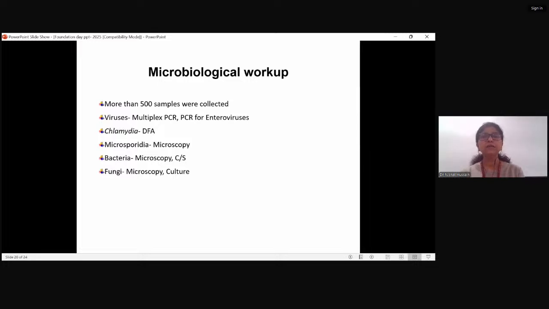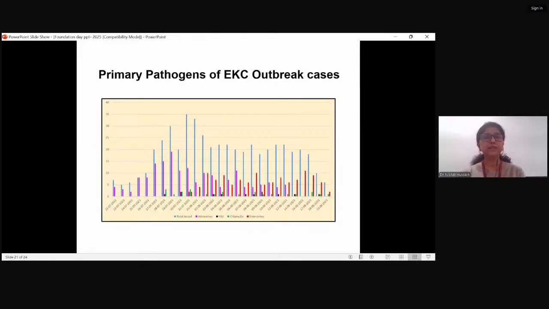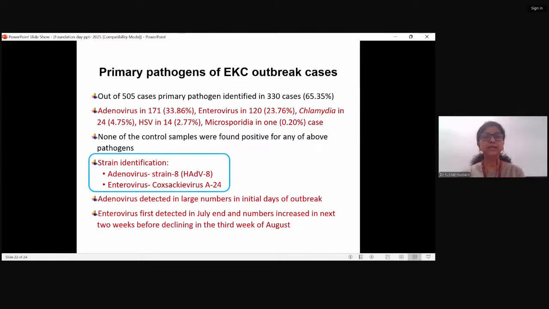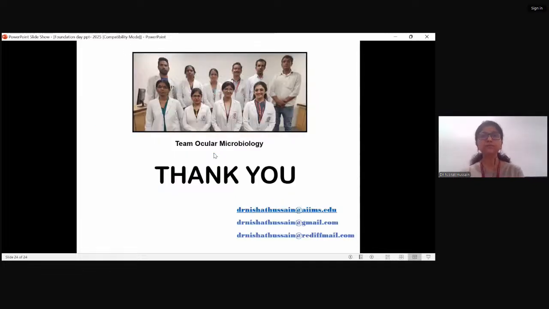And these are the key results of the outbreak: adenovirus strain 8 and enterovirus, which was Coxsackie virus A24, were the major driving pathogens in the outbreak. And also because we were doing the multiplex PCR for all our samples, we could detect herpes simplex viruses also in 3% of the cases.